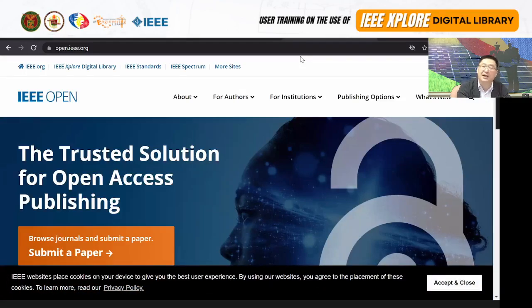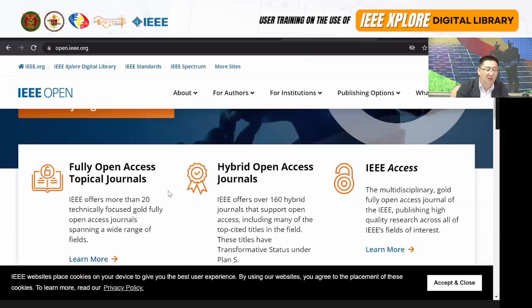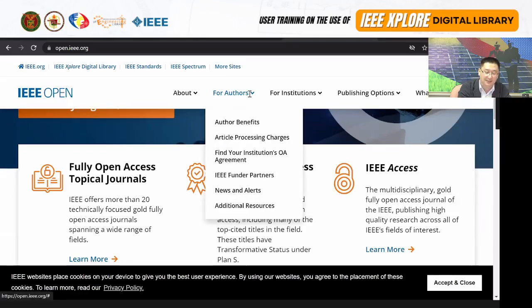For example, what is open access? How does open access work? And what are the options available to authors on open access? IEEE provides 3 open access options: full open access, hybrid open access, as well as the mega multidisciplinary research IEEE Access. So all the information is available here. If you want to know more about the benefits for authors, they are all available here as well. And we have publishing options, information for authors regarding APCs available.